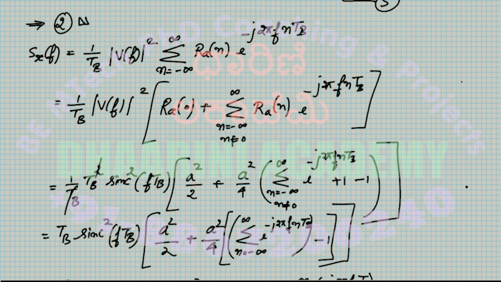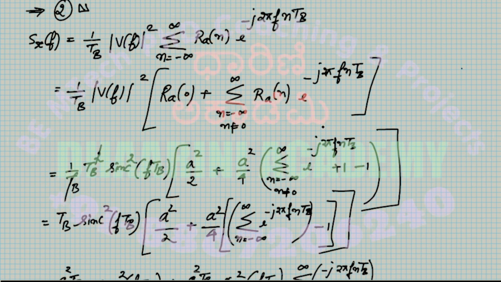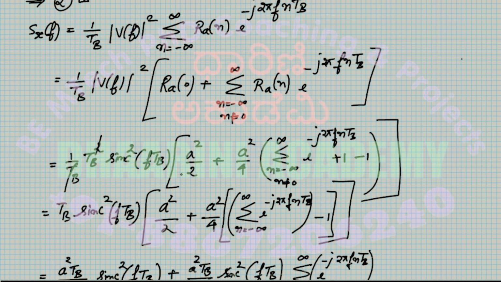So what I do, I understand that R_A of n has two values. One for n equal to 0, so R_A of 0 I'll write outside. And the second value where the summation still remains all the way from minus infinity to infinity, but that does not contain n equal to 0, so n not equal to 0 we write as is. R_A of 0 will be A square by 2. So in the next line you can see I'll write that. And also I'll substitute for V of f, which is TB square sinc square of f TB.